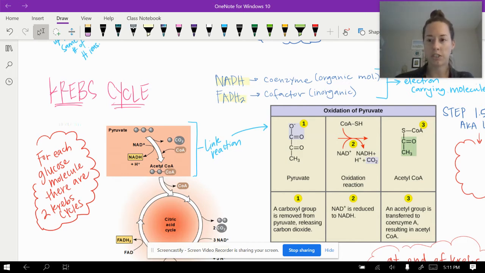Just like I was mentioning before, the same thing that happened in glycolysis is happening here. When something is reduced, it's adding electrons and hydrogen. So that's what's happening there. And then your acetyl-CoA is formed by adding an acetyl group to a molecule called coenzyme A. You don't have to know anything really more about that.